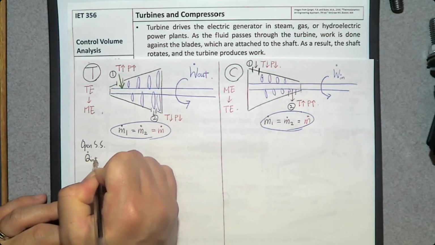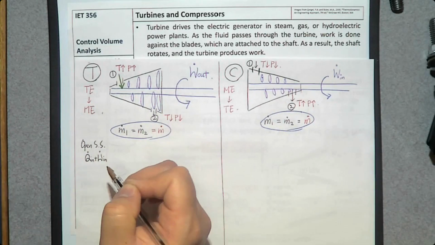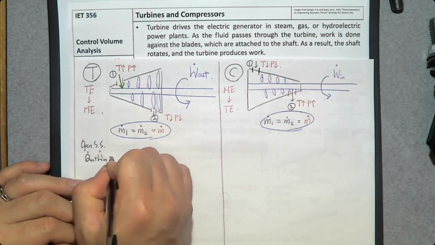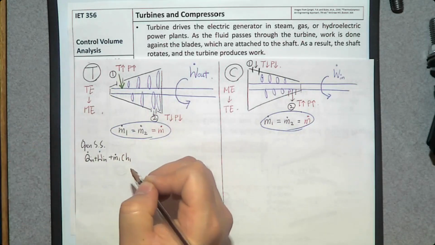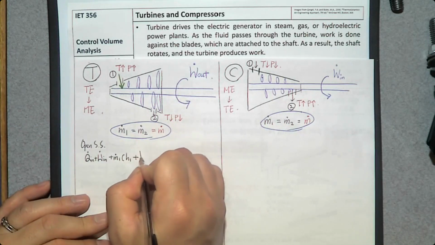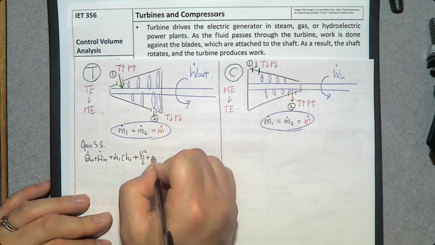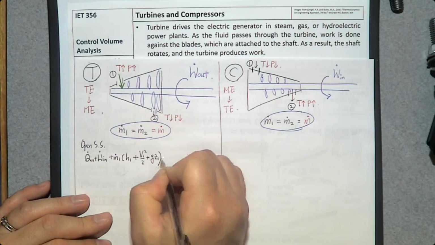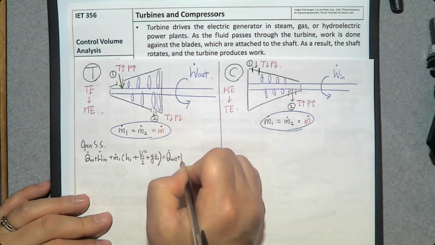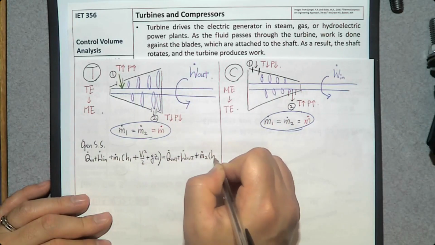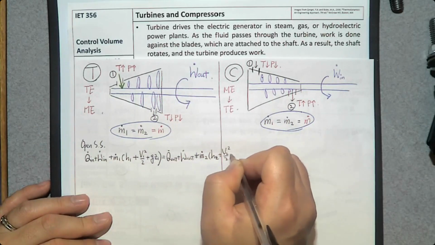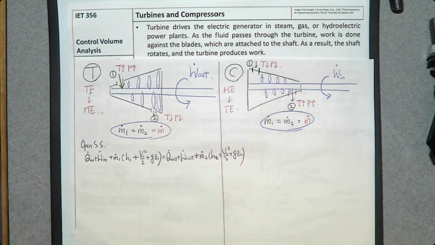Q dot in plus W dot in plus the energy transfer at the inlet: m dot at the inlet times three forms of energy. One is enthalpy, the other is kinetic energy, the last is potential energy. It equals Q dot out plus W dot out plus m dot at the exit, exit is number two, which also has enthalpy, kinetic energy, and potential energy. So that is the energy balance equation that we are going to use for this turbine.